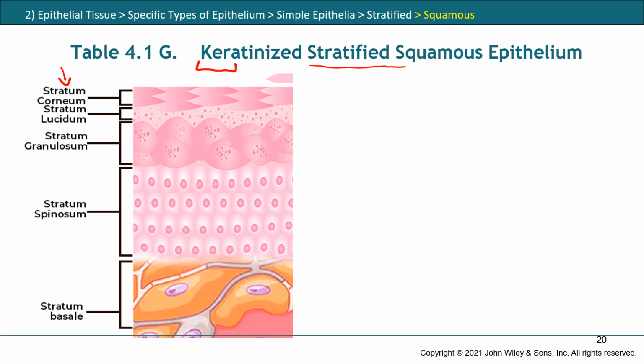So you will find that we have here on the top the stratum corneum. Then you will find another one that is the stratum lucidum. Here that is the stratum granulosum. Here the stratum spinosum, and here the stratum basale. And you will find so much information in your textbook about each one of these strata. Here I'm just going to give you a very summarized version of what is happening here.